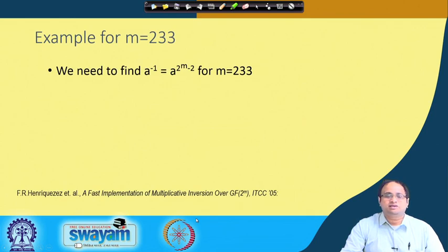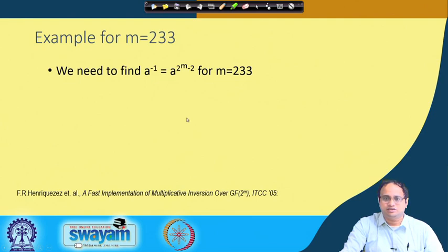Let us take an example. Suppose I want to calculate for m equal to 233. Last day we saw a Karatsuba representation for 233, so we will take that same multiplier and apply it here. What we want to do is compute a to the power of minus 1, which is equal to a to the power of 2 to the power of m minus 2, where m equals 233.